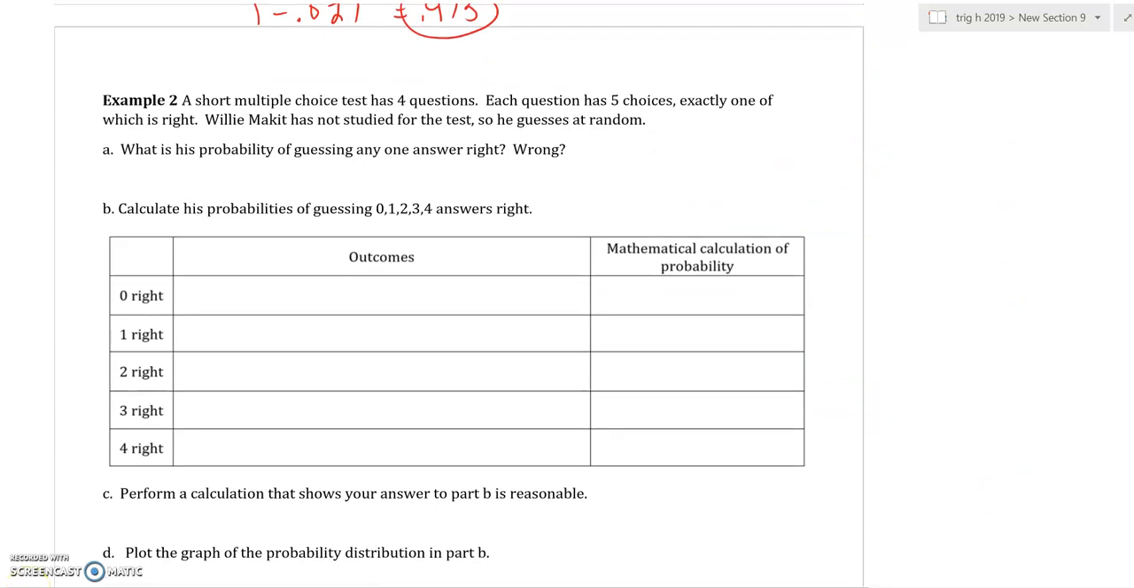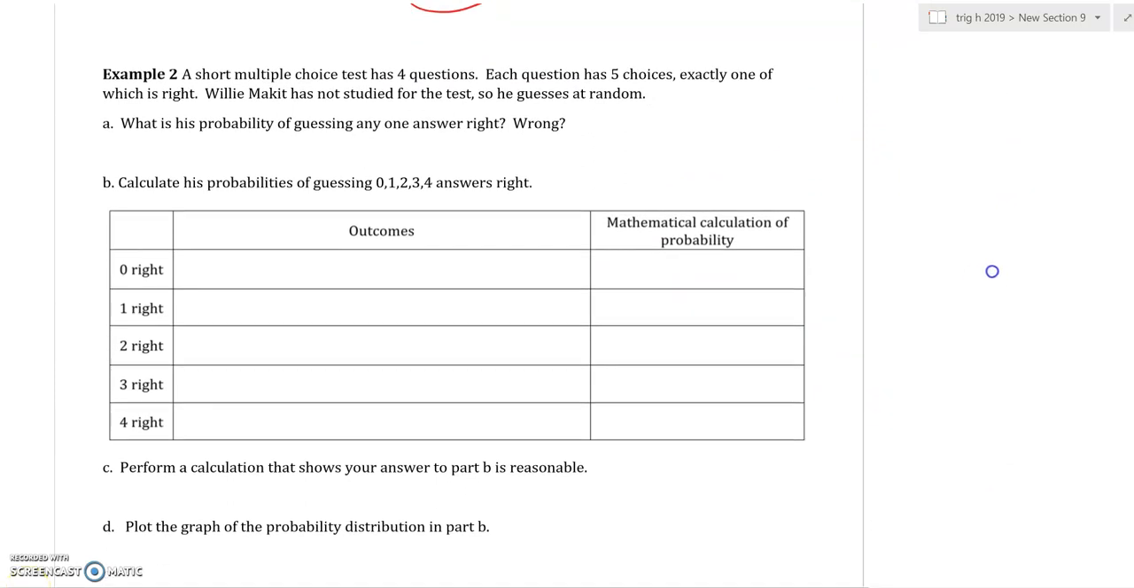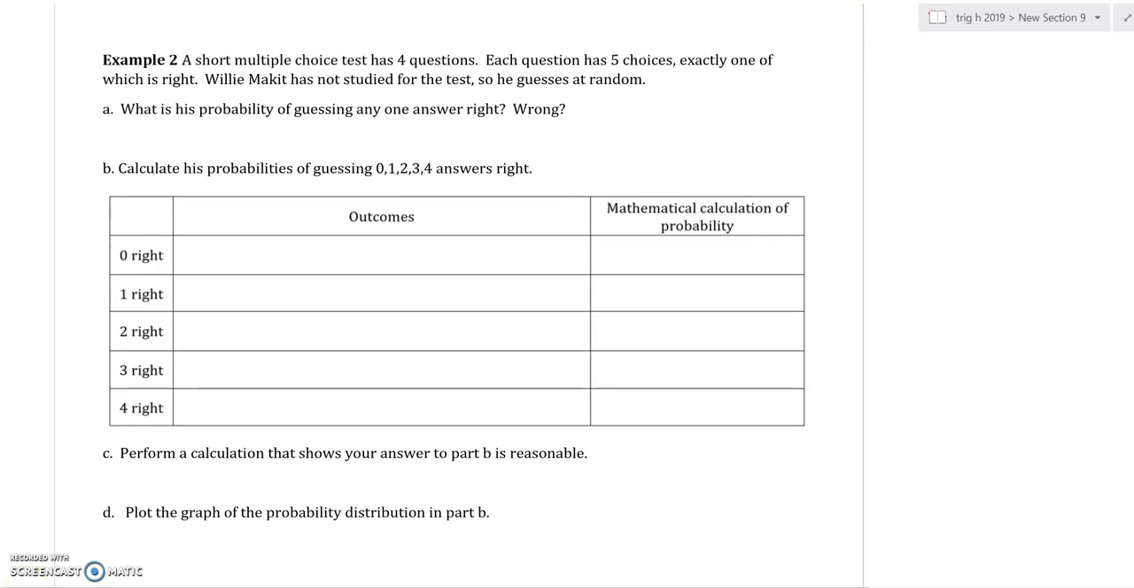Okay, so here's our next example. There's a short multiple choice test and it has 4 questions. Each question has 5 choices, exactly 1 of which is right, and Willie has not studied, so he is going to randomly guess. Probably not a good idea.